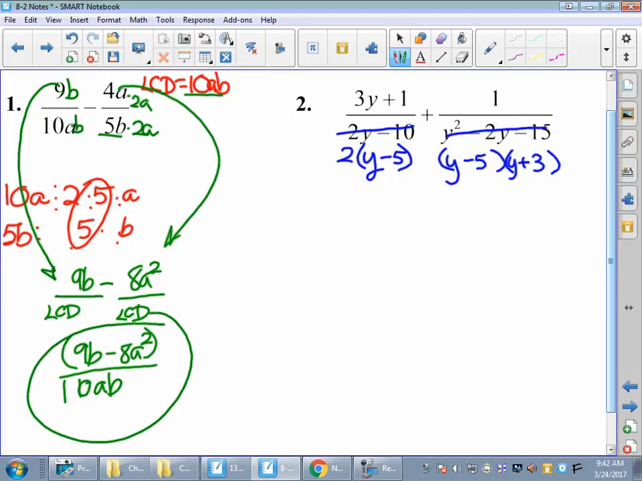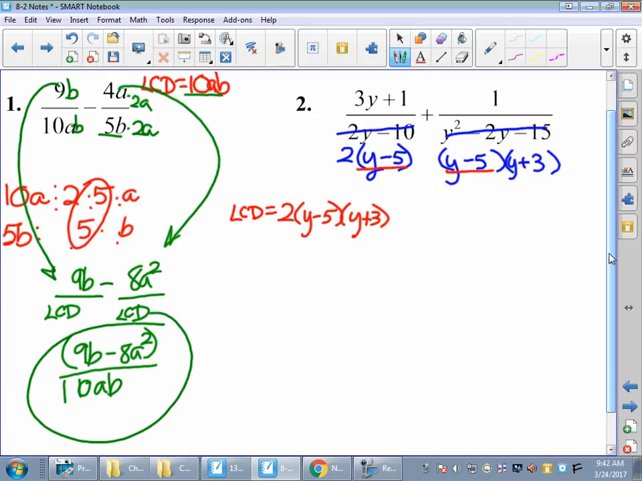They can actually share this y minus 5. We don't need 2 y minus 5s. So my least common denominator is 2 times y minus 5 times y plus 3. I need all of it. Okay, so the first fraction needs the 2 and the y minus 5. The second fraction needs the y minus 5 and the y plus 3. And so they're going to share the y minus 5, and this is my new least common denominator.